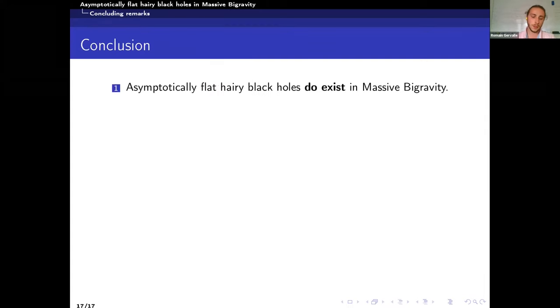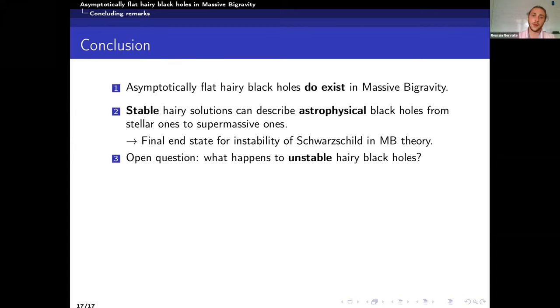And now it is the time for my conclusions. First of all, we have confirmed the results of Brito et al., that asymptotically flat hairy black holes do exist in massive bigravity. We have found stable hairy solutions, and they are able to describe astrophysical black holes from stellar ones to supermassive ones, and they can be the end states for the instability of Schwarzschild in massive bigravity.